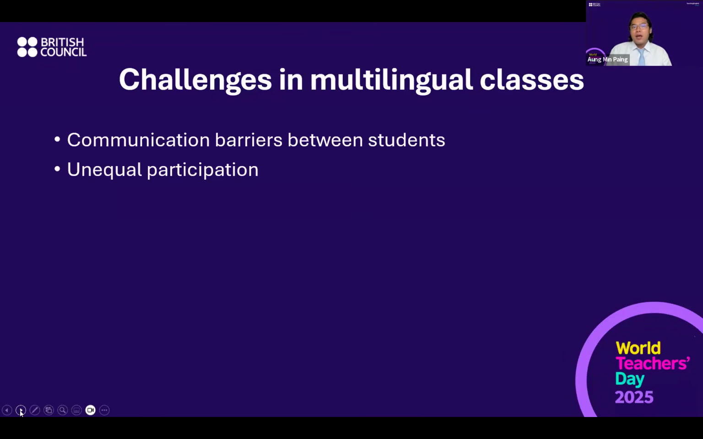Next one is unequal participation. For example, one dominant student wants to answer every single time, he or she might want to answer every single time. So at that time, we need to be aware of unequal participation as well.